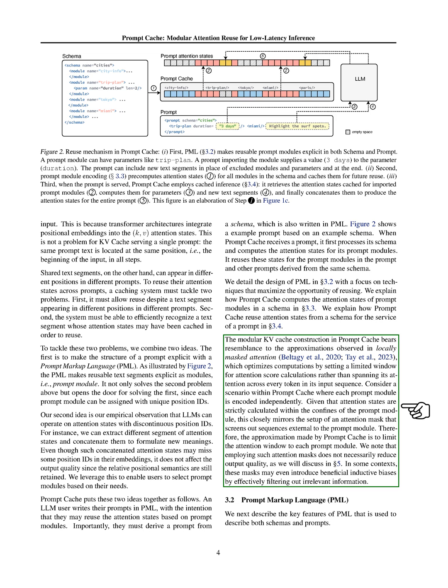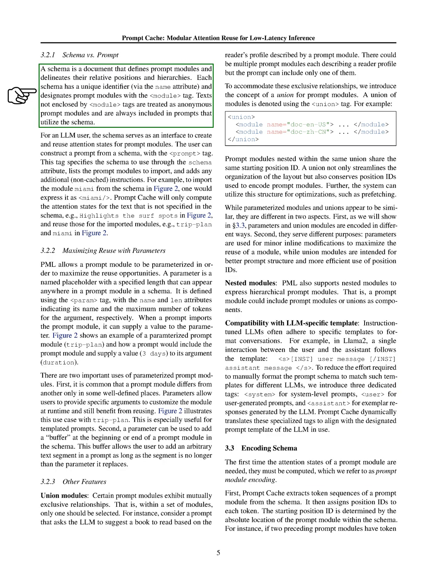We also introduce the prompt markup language, PML, which is used to describe both schemas and prompts. A schema is a document that defines prompt modules and outlines their relative positions and hierarchies. Each schema has a unique identifier and designates prompt modules with the <module> tag. Texts not enclosed by <module> tags are treated as anonymous prompt modules and are always included in prompts that use the schema.